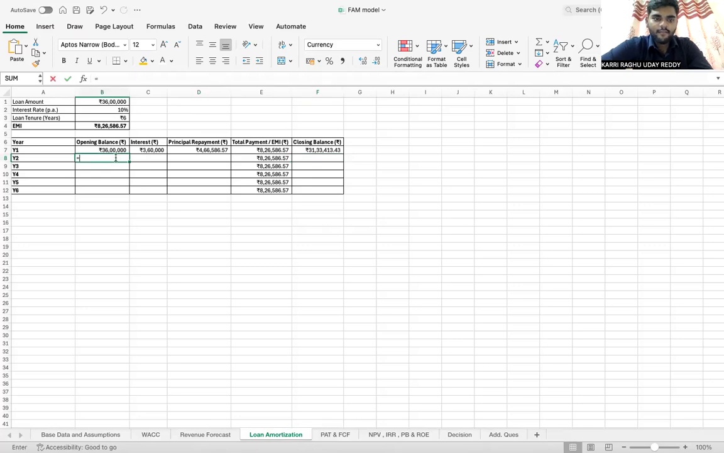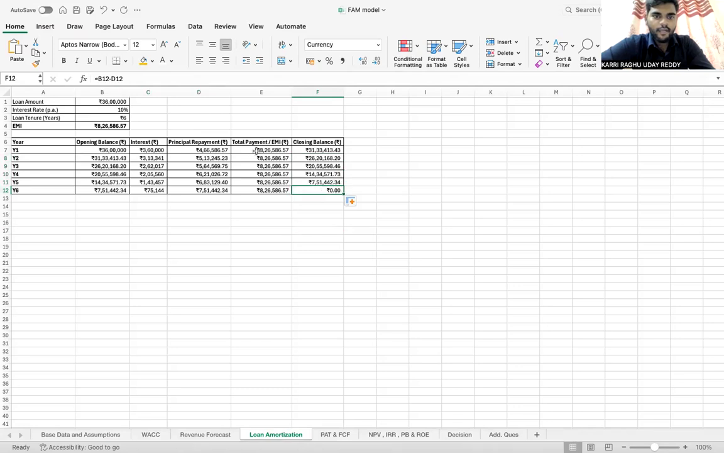And the opening balance of year 2 will be equal to the closing balance of year 1. Let me apply the same here. So interest, as I'm dragging here, is 3 lakh 13, and principal repayment will be total payment minus interest, and then the closing balance. Now I'm dragging the same for every year. If we do this, at last the closing balance should be 0. Let us check whether it is 0 or not.